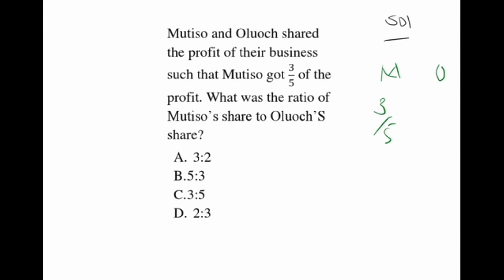Then from there, the total ratio, if Mutiso's share, the ratio is 3/5. The total share is 5/5.